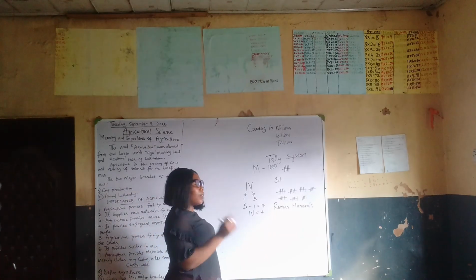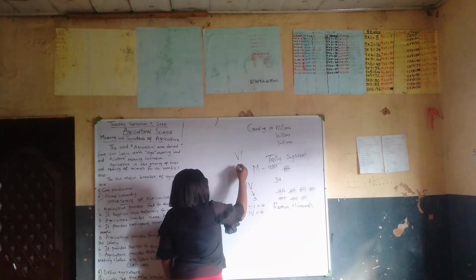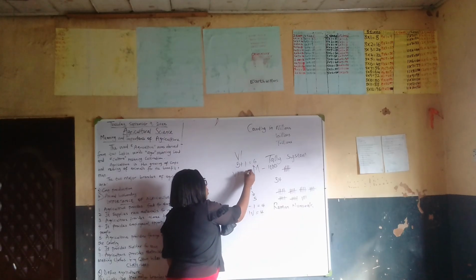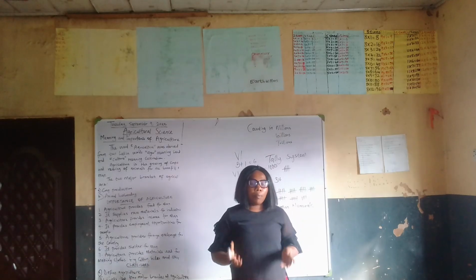4. Whenever a smaller number comes after a bigger number, you add it, which is what? 5 plus 1, which is 6. That means VI is what? 6. That is basically how it works in this system of counting.